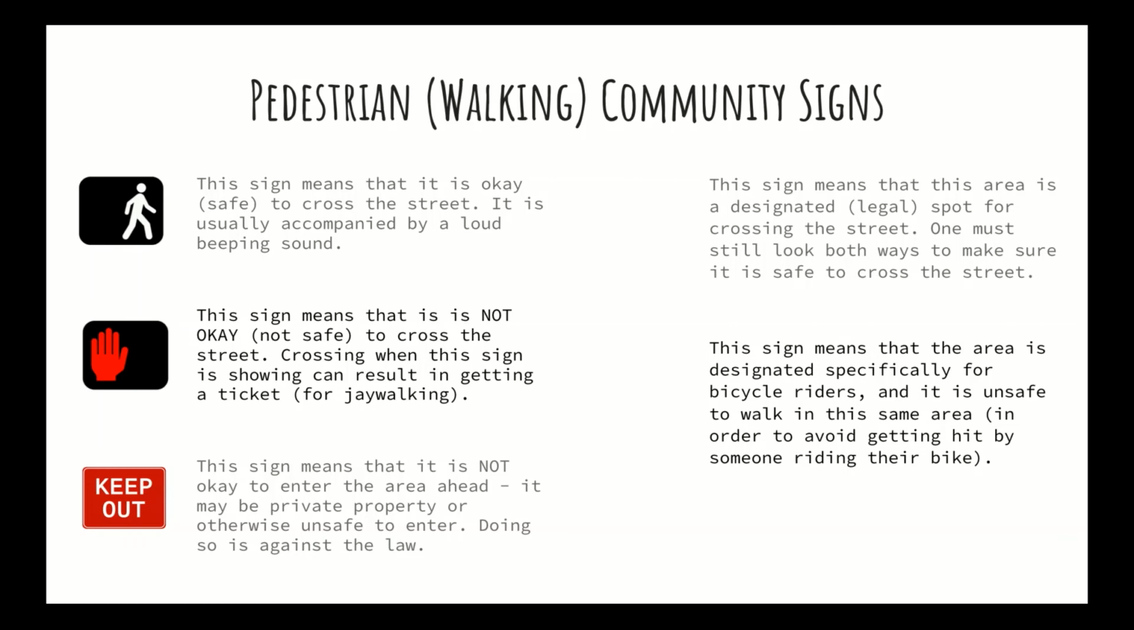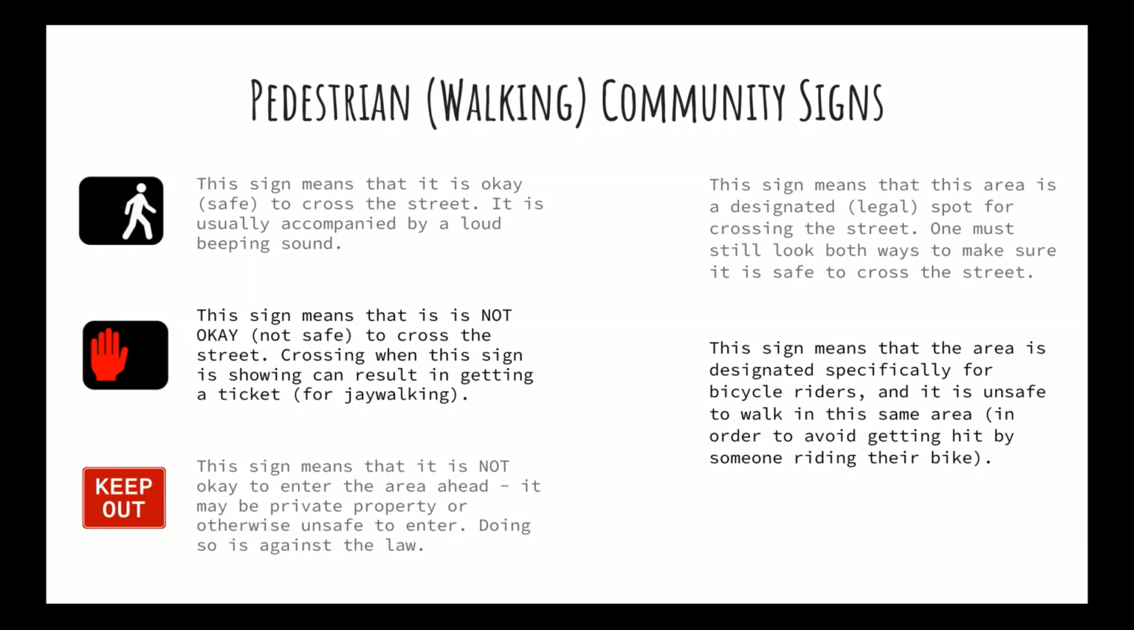Maybe there are animals in the area that unfortunately we don't want to tangle with because we're not prepared to, and you don't know if the animals themselves have sicknesses or anything like that. So when you see this sign, just keep on walking your merry way. Do not enter, just keep on going.